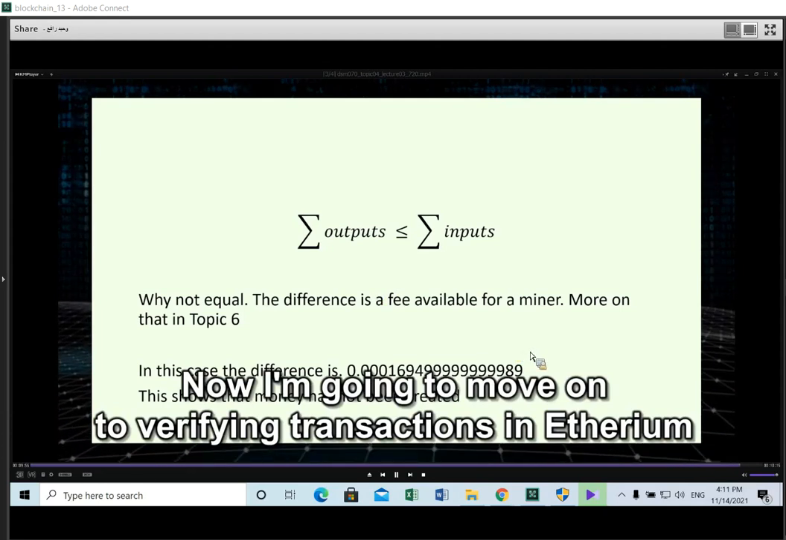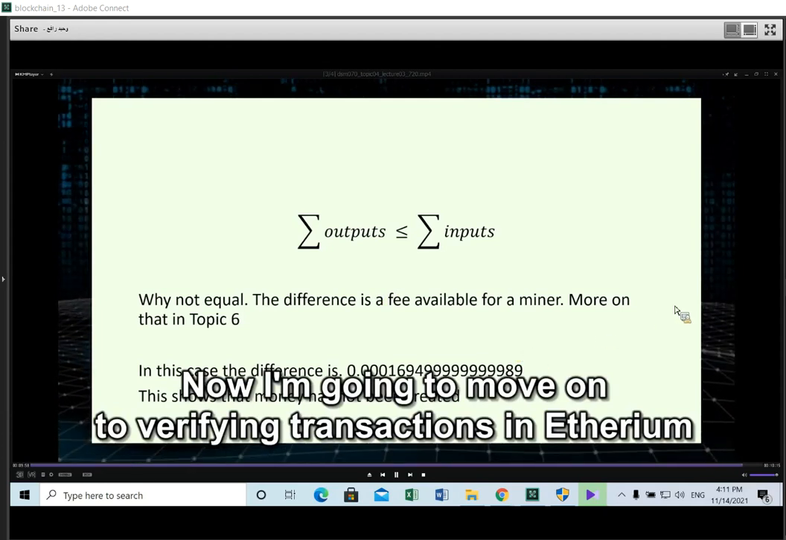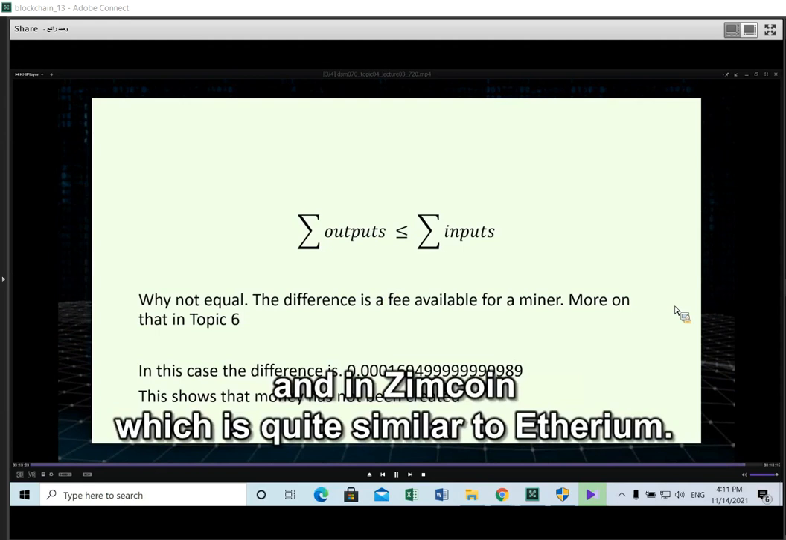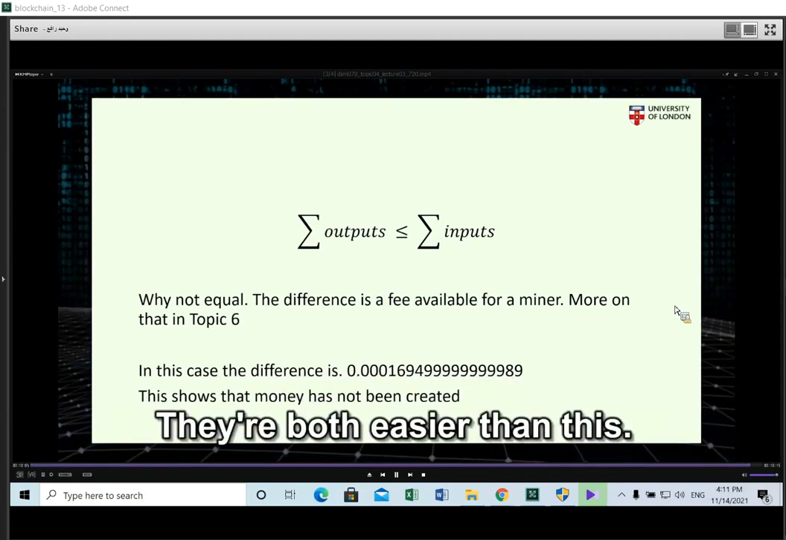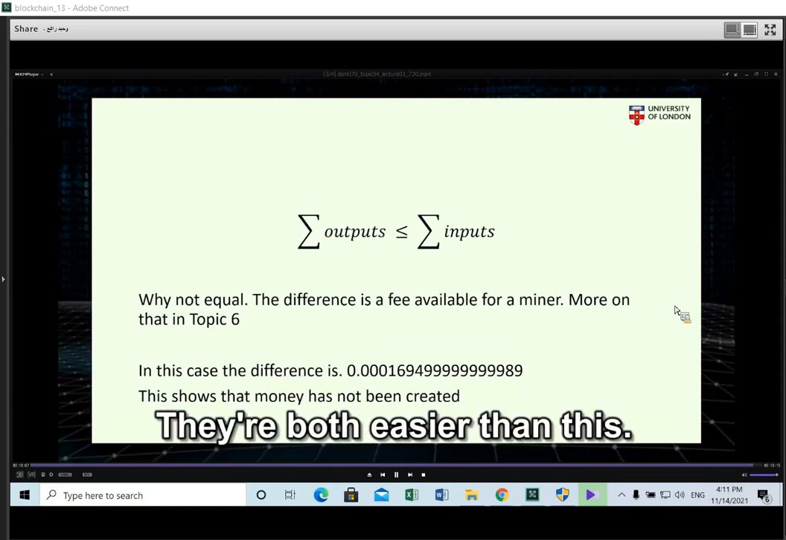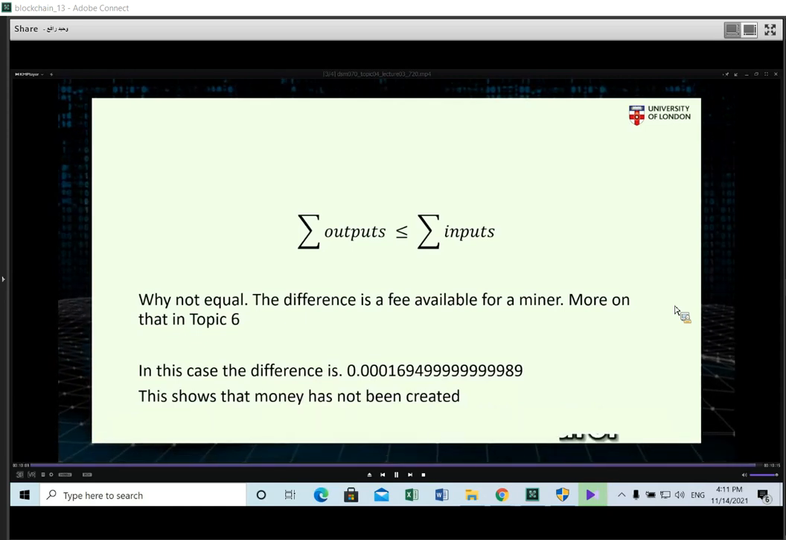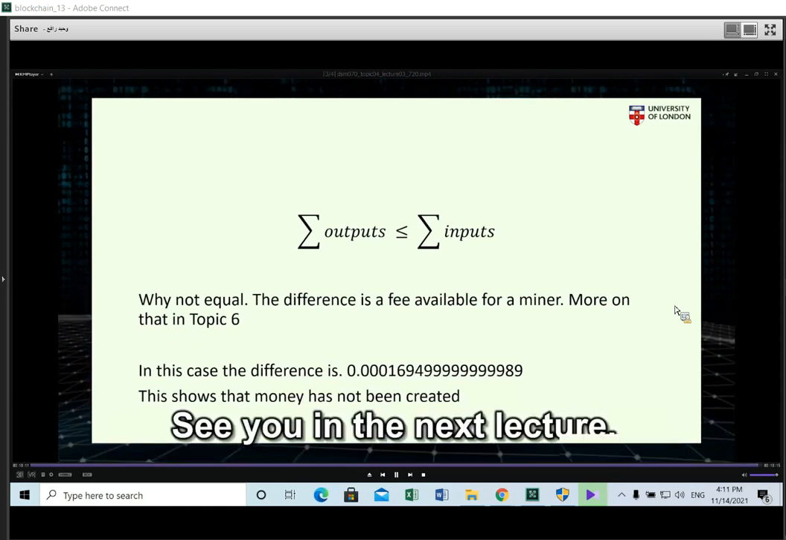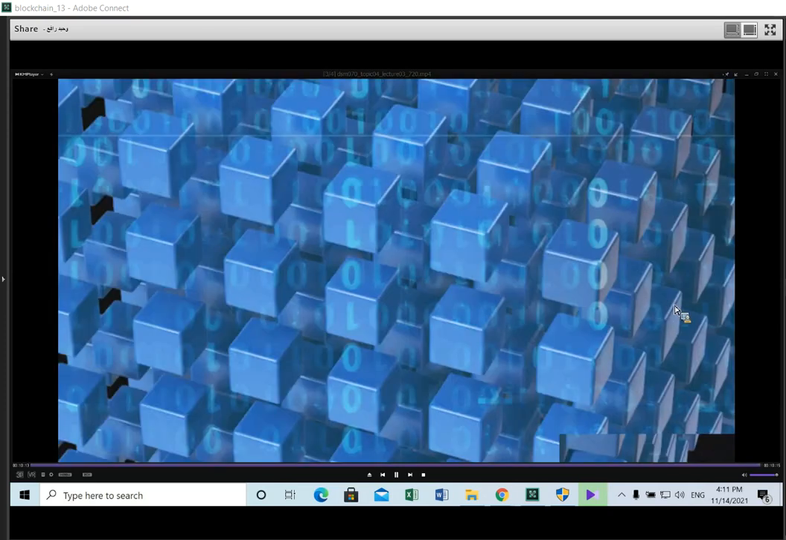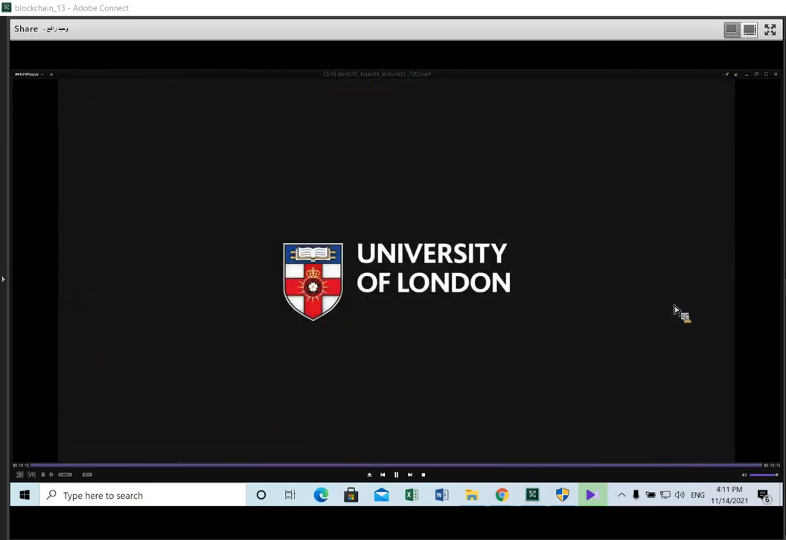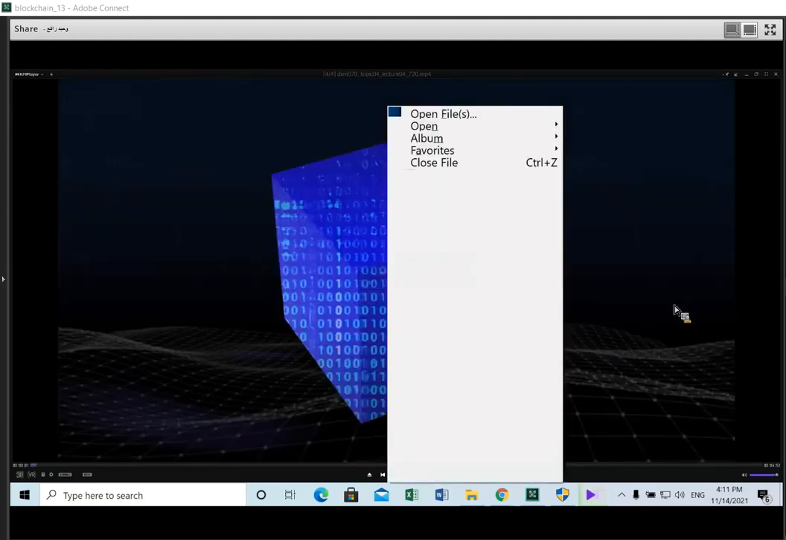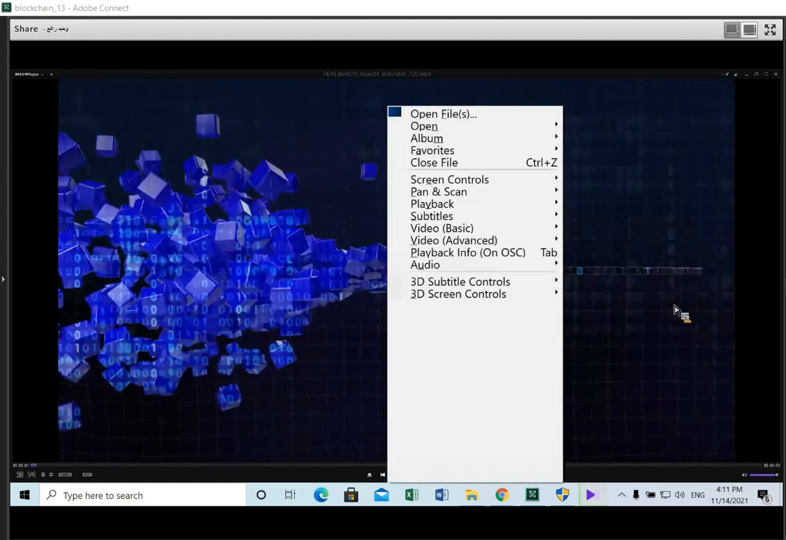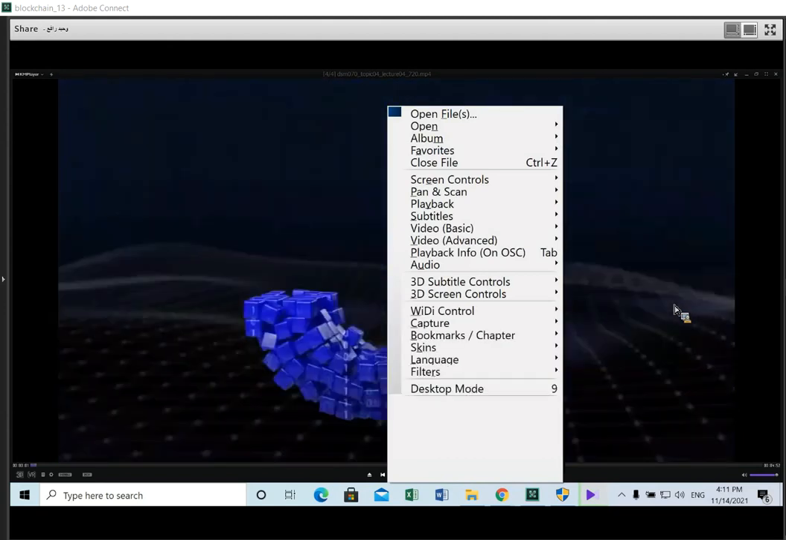We're leaving the world of Bitcoin behind for now, and we're going into the world of Ethereum. And then from Ethereum to Zimcoin, which is much more like Ethereum in this regard than it is like Bitcoin. So we're going to look at this, and this is much easier than it is in Bitcoin because we have accounts instead of just transactions. Okay, verification of Ethereum transactions.